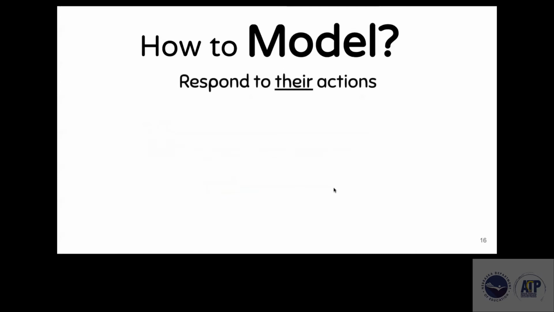Another thing that's so important is respond to their actions. We want to show them that their gestures and their responses, what they're looking like they're trying to do. We want to shape that, and we want to show them how they can use their board or device to help them actually communicate that and model it.